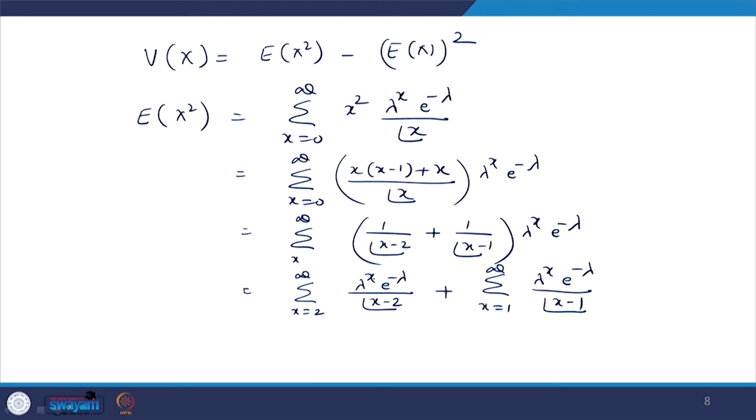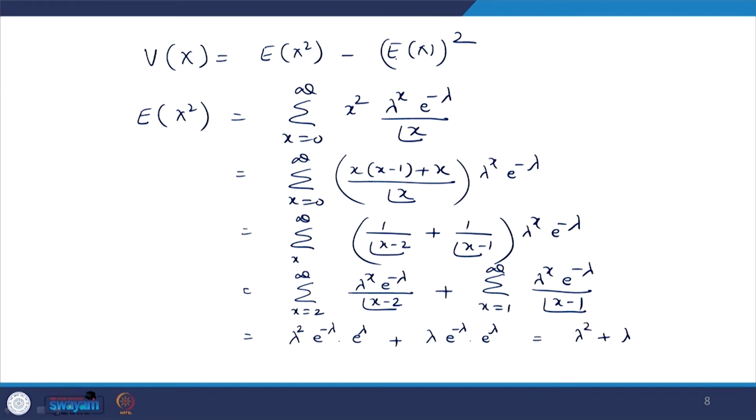Now, you can take lambda square common from here to make the power and the factorial the same, so that it will converge to e raised to power lambda. So, this will be lambda square into e raised to power minus lambda into e raised to power lambda, and plus lambda into e raised to power minus lambda into e raised to power lambda. So, this will be nothing but lambda square plus lambda.